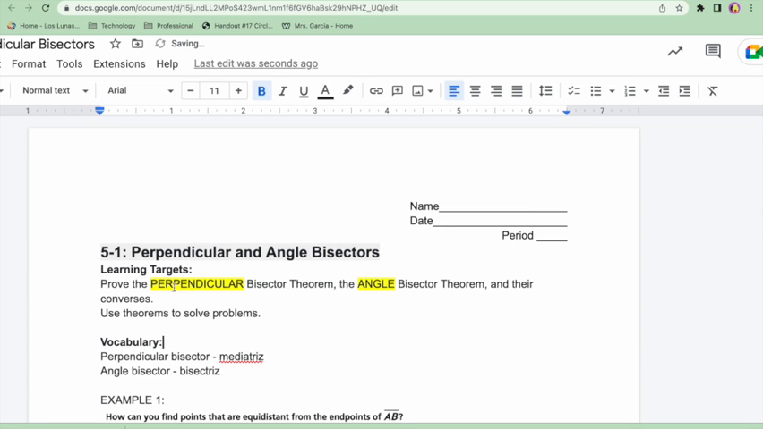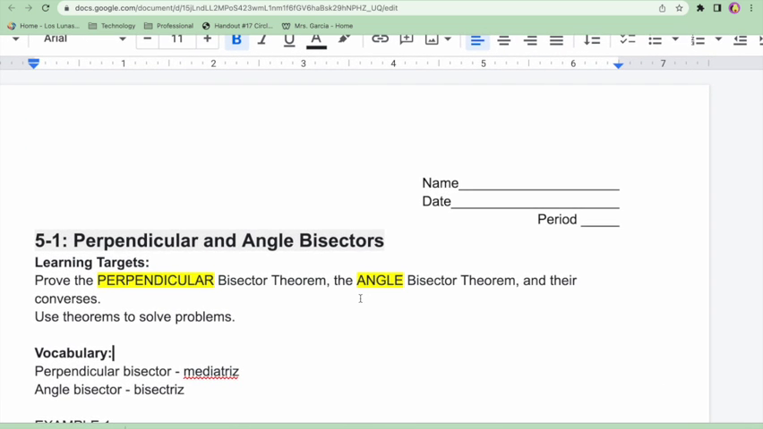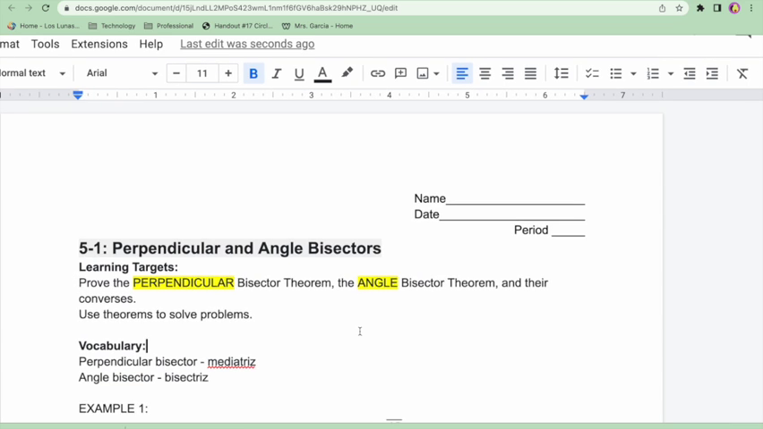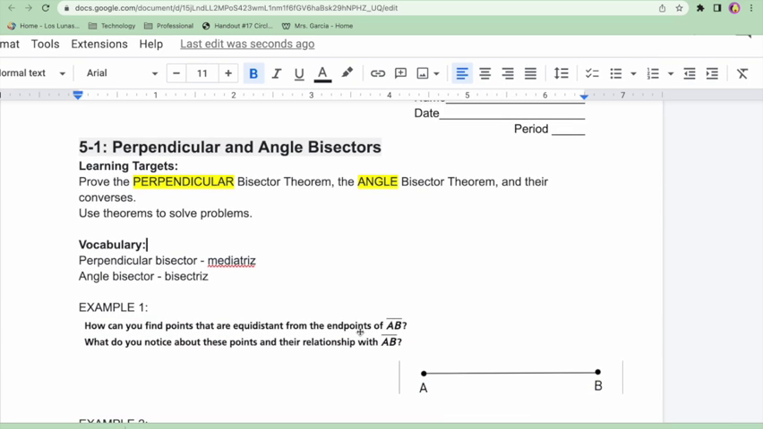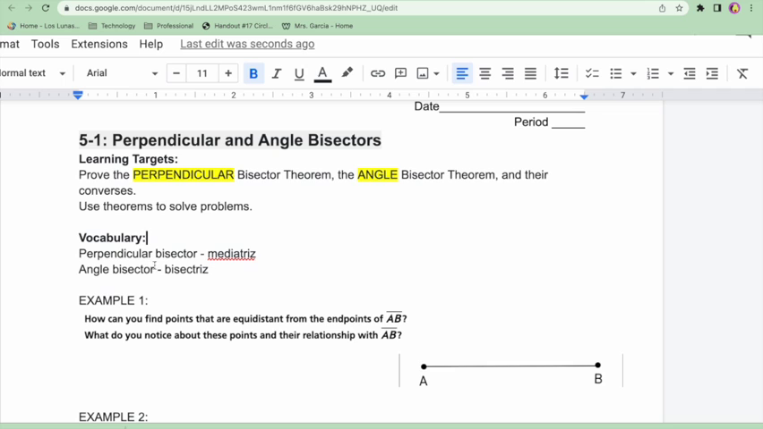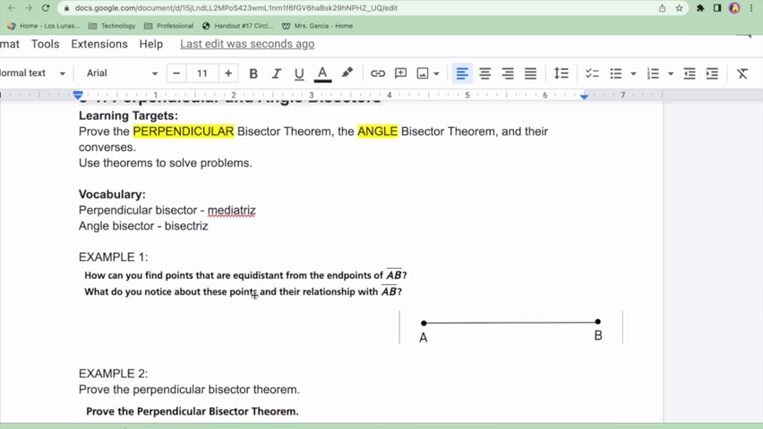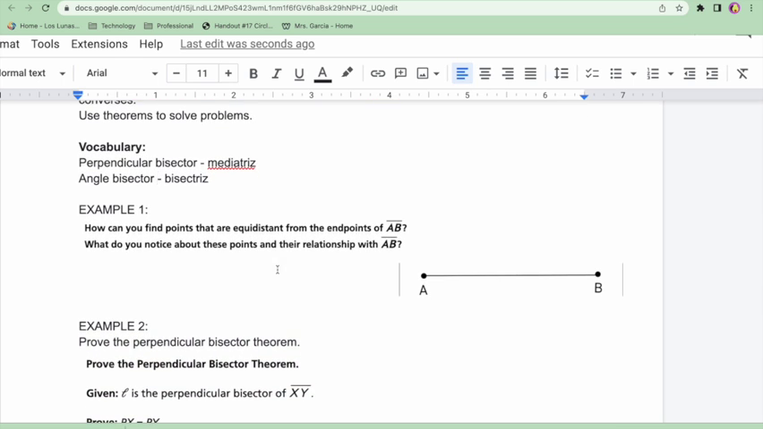So make sure that you put in the words perpendicular and angle into your notes. Our vocabulary for today is the perpendicular bisector, in Spanish, mediatriz, and angle bisector, bisectriz.